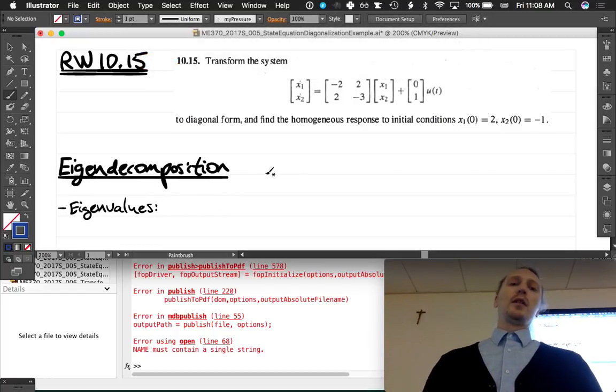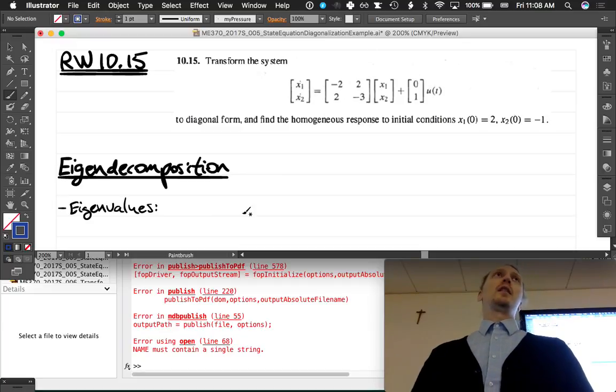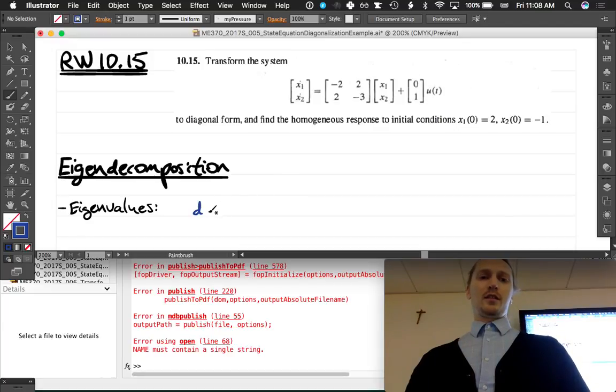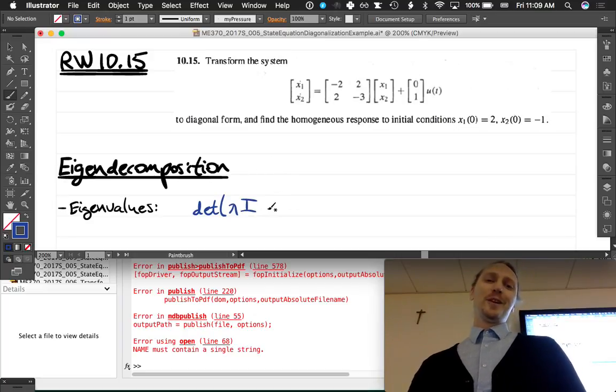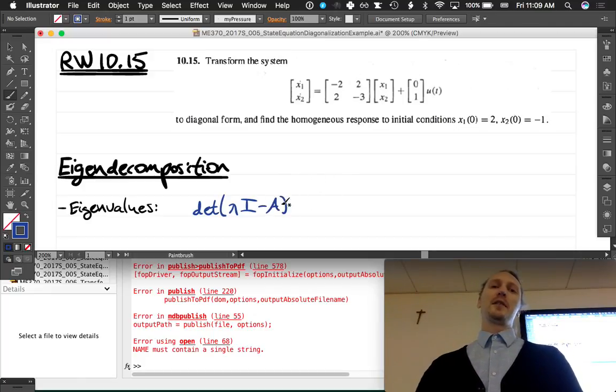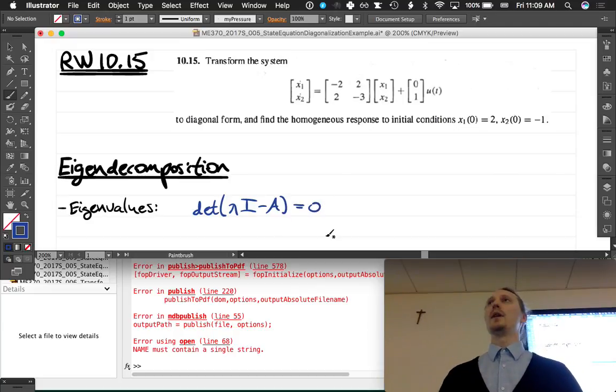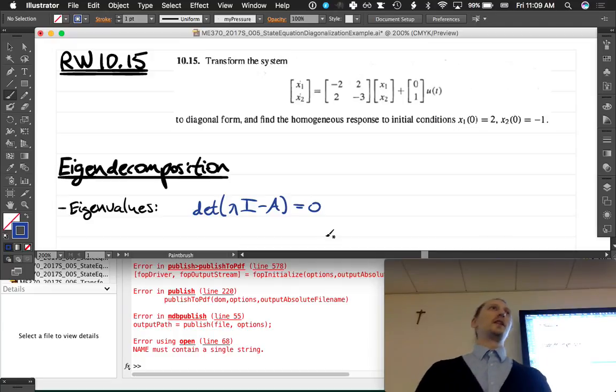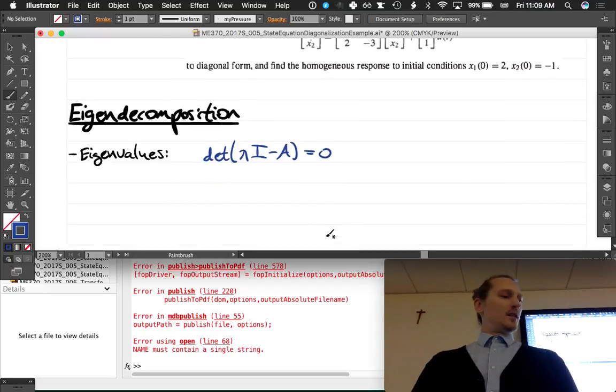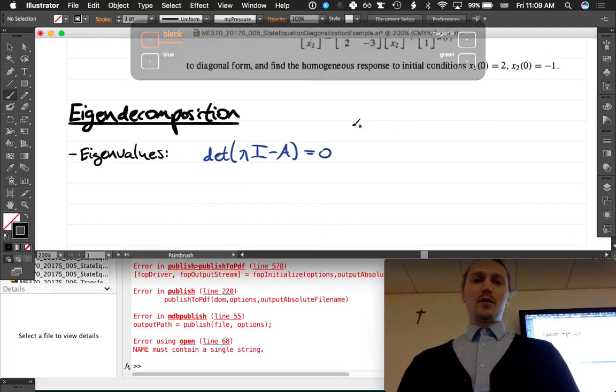Do you guys remember the formula? Determinant of, we use lambda in this one, but it doesn't really matter. Actually, in my notes I used s, but it's really the same. So determinant of lambda I minus A equals 0. This gives us our characteristic equation, and we can solve for the roots of it, which are the eigenvalues. Okay. Now let's go ahead and plug into this formula.